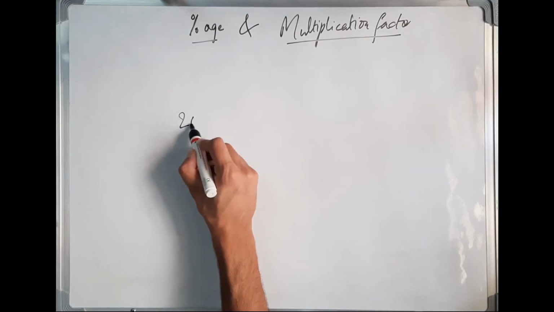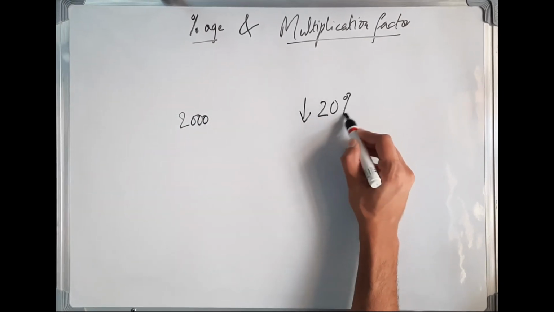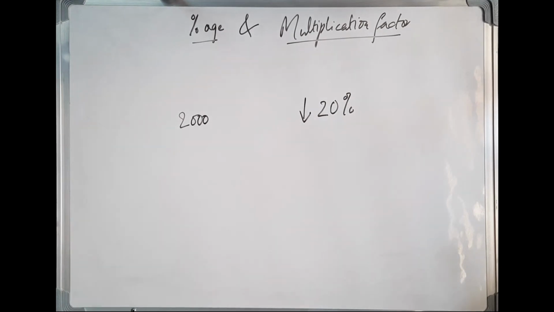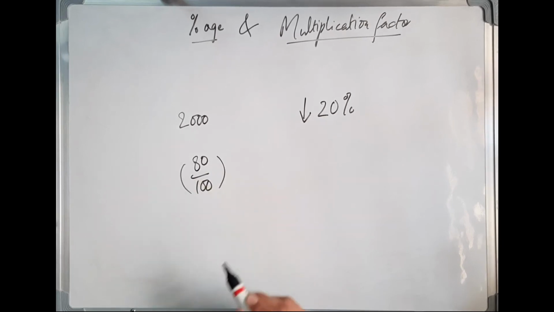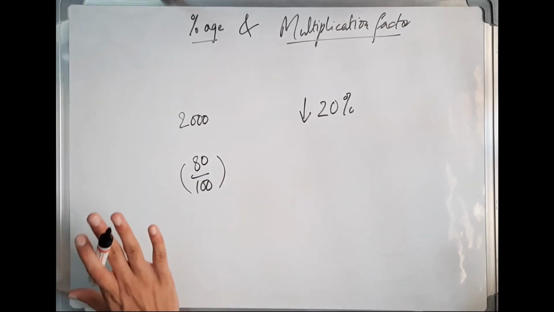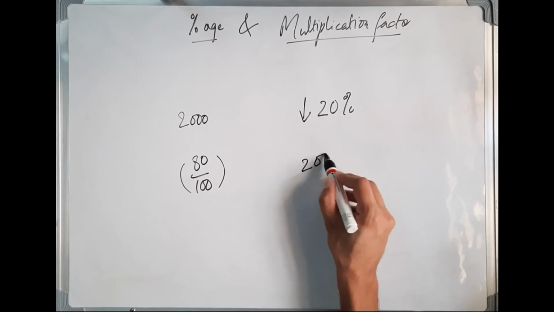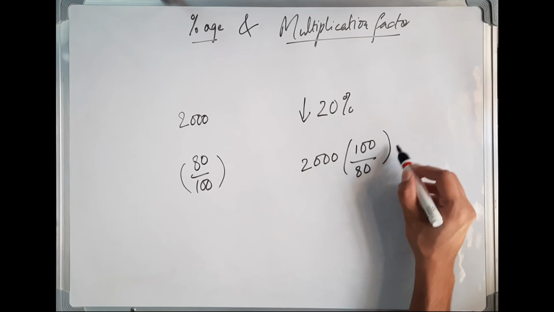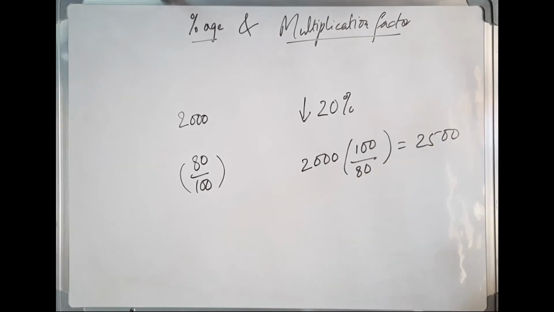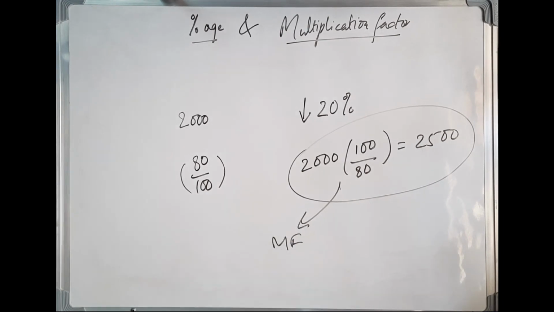So 2000 is obtained by reducing 20% in a number. What is that number? Now obviously I calculated the 80% of a number. I multiplied this multiplication factor in a number and I got 2000. So what if I reverse this number and multiply it with 2000? If I multiply it with 2000, we get 2500. So in one step we got the answer, and this is the multiplication factor here.